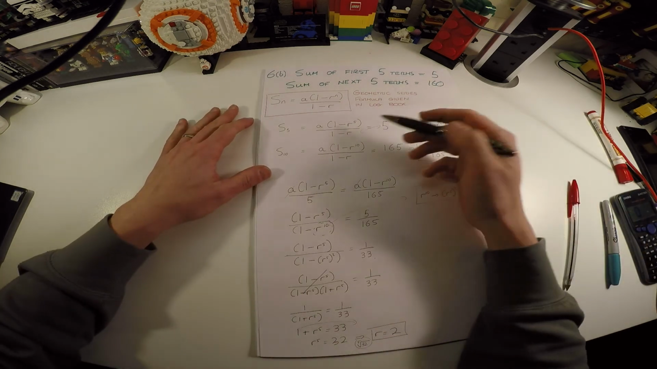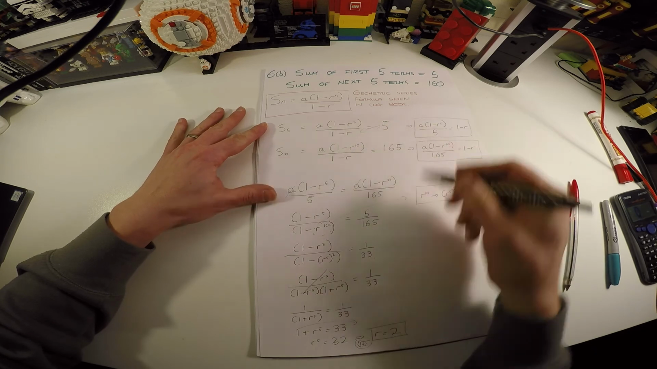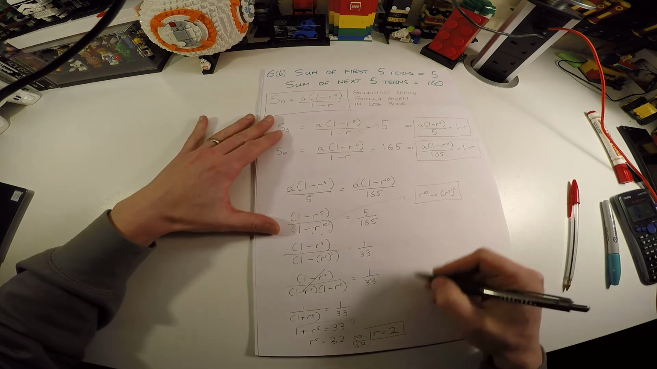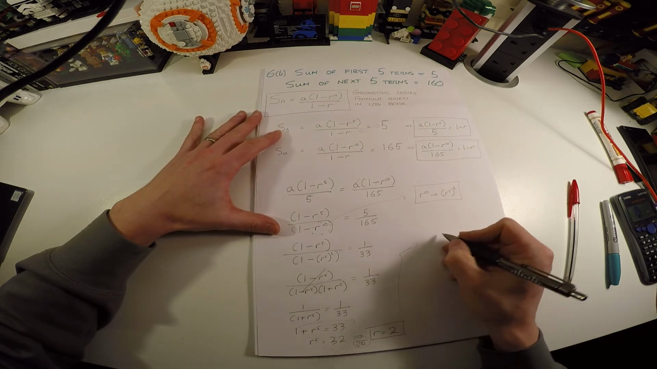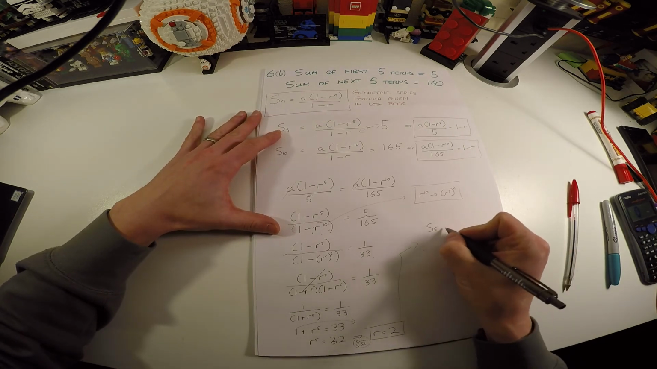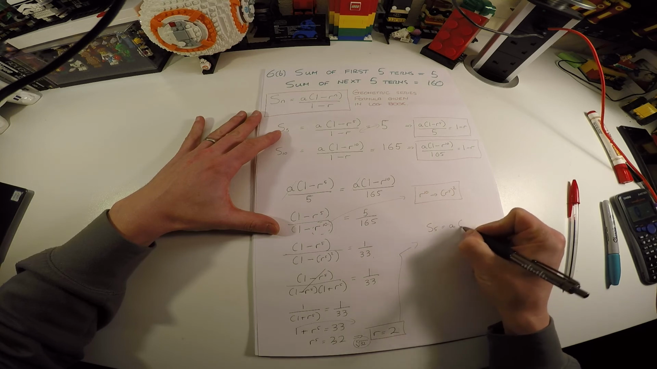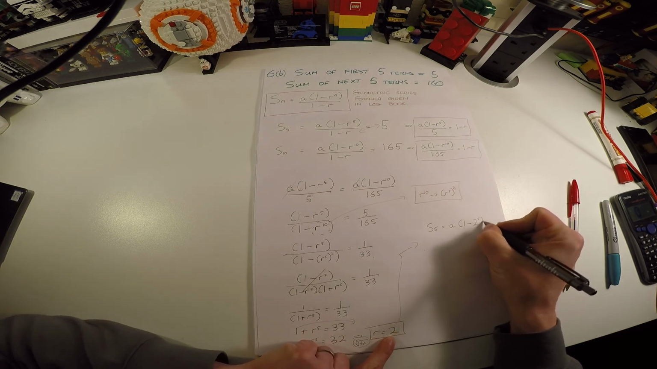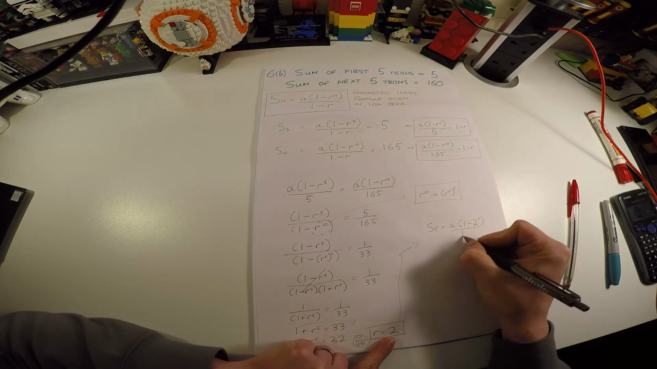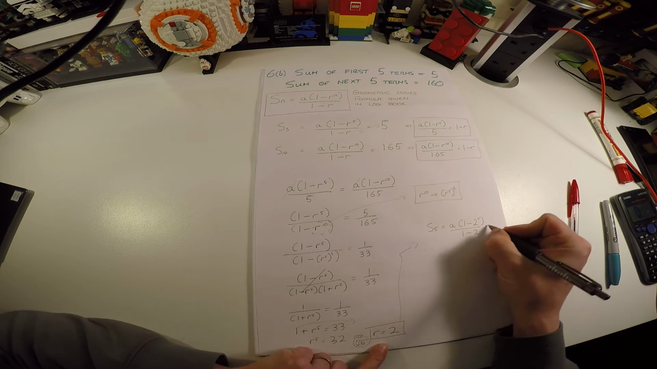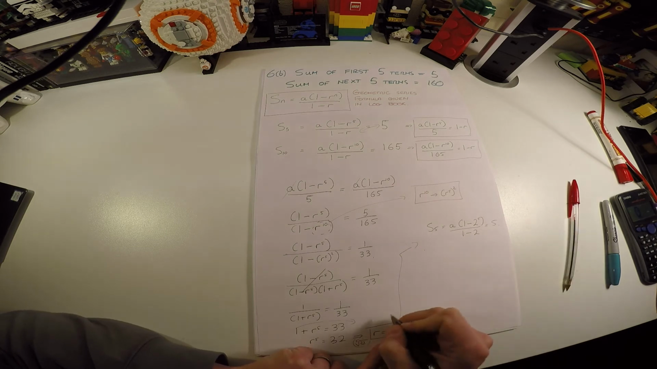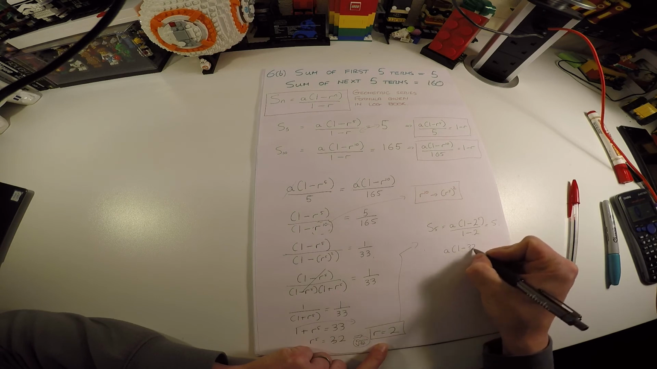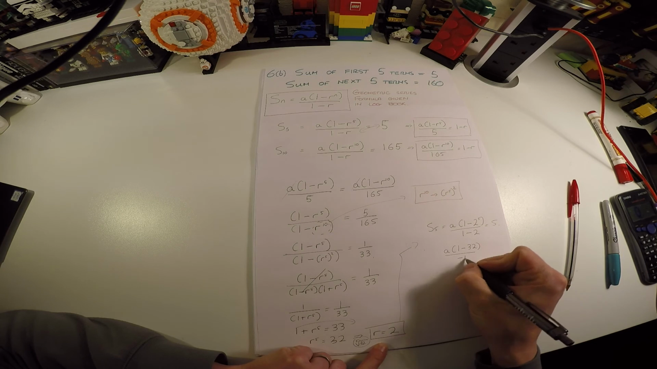Lovely. So if r is equal to 2, it should be fairly easy to find a. We can just sub r is equal to 2 into one of the original equations, much like a simultaneous equation. So we can say we have S5 is equal to A1 minus, and now r is going to be 2 to the 5, all over 1 minus r, which is 2, and that was equal to 5.